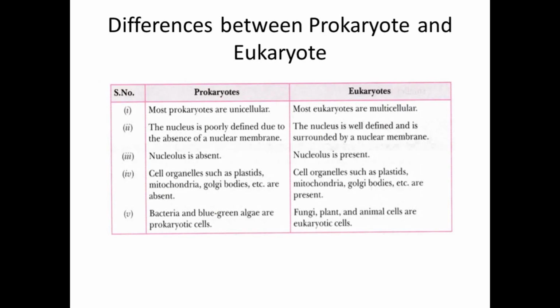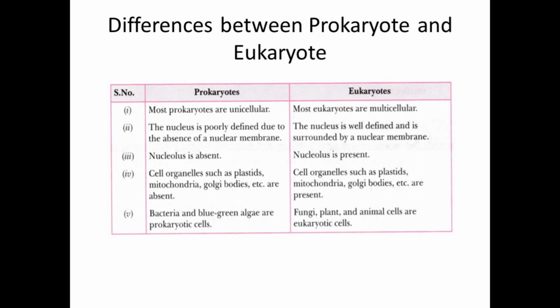Now we can see the differences between prokaryotes and eukaryotes. You can copy this down in the notebook. First point: most prokaryotes are unicellular, while most eukaryotes are multicellular. In a prokaryotic cell, the nucleus is poorly defined due to the absence of a nuclear membrane, but in eukaryotes the nucleus is well defined and surrounded by a nuclear membrane. The nucleolus is absent in prokaryotes, but present in eukaryotes.